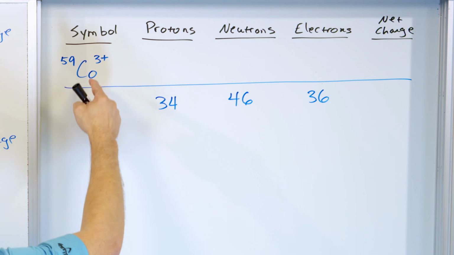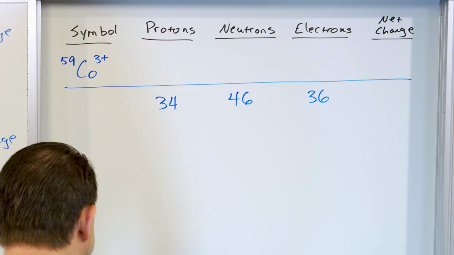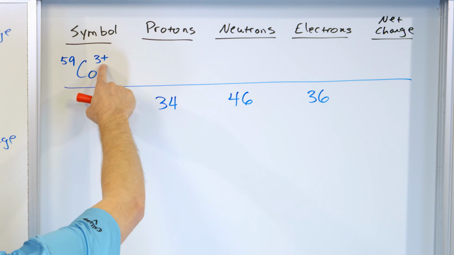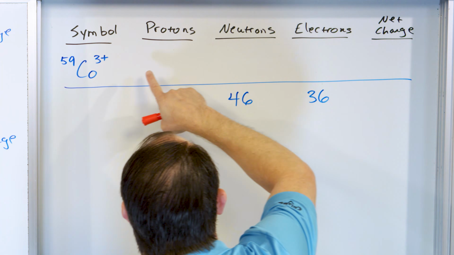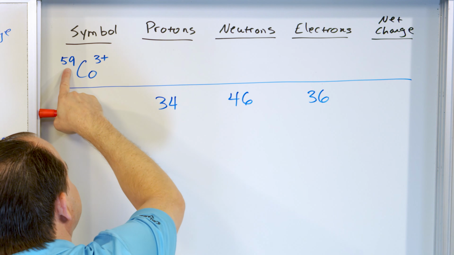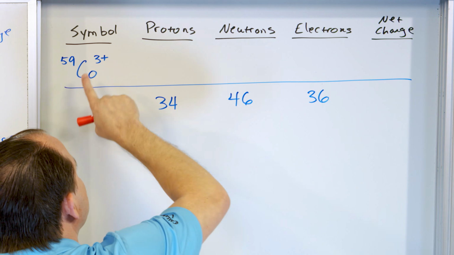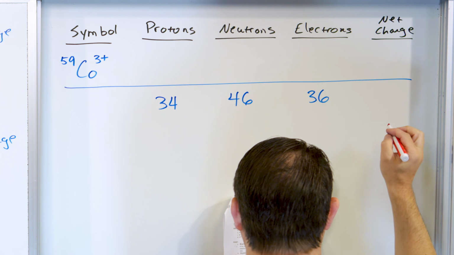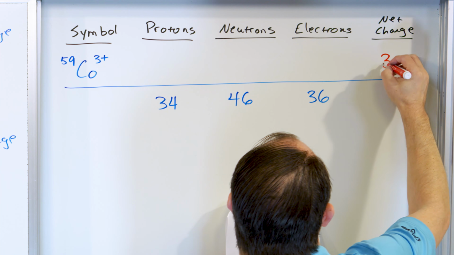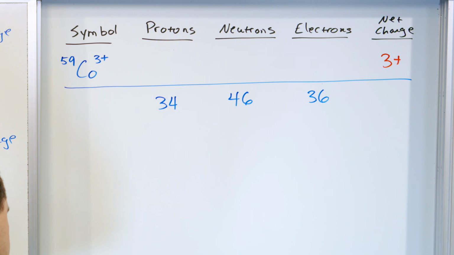First of all, let's take a look at this. This is cobalt, and you can see right away that it has a charge of +3. So the net charge, this is an ion. We'll also just provide the mass number, that's fine. This is the ion, it has an overall charge of +3. So the net charge is going to be written as 3 positive, right? And you can just write that straight away by looking at the symbol.